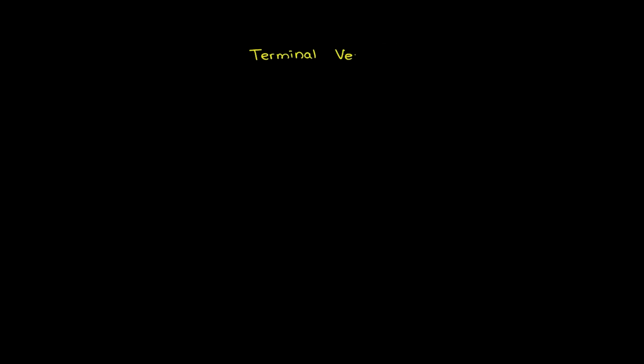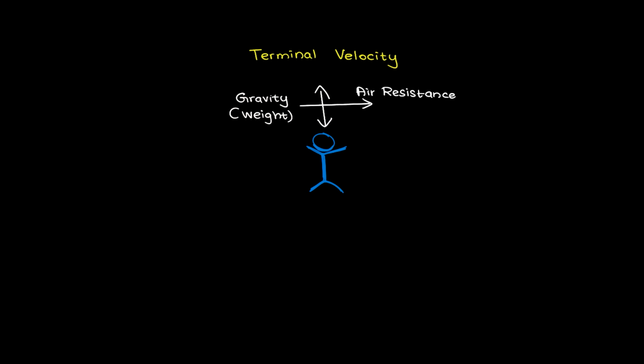A skydiver jumps from a plane. Gravity pulls them down so they accelerate toward Earth. But as they fall faster, air resistance increases. Air pushes back harder the faster you go through it. Eventually, air resistance grows until it exactly equals the skydiver's weight. Now you have two equal forces in opposite directions. Gravity down, air resistance up. Net force becomes zero. Zero net force means zero acceleration.